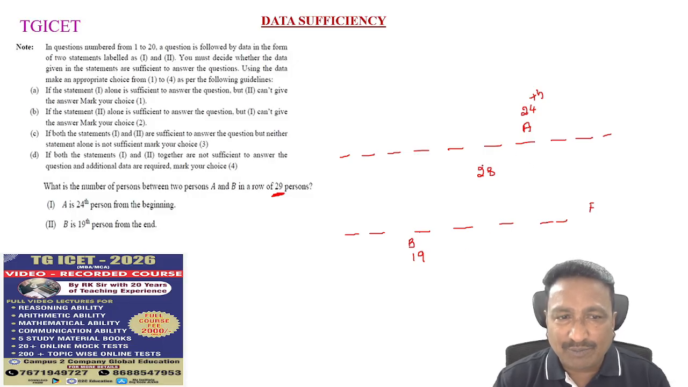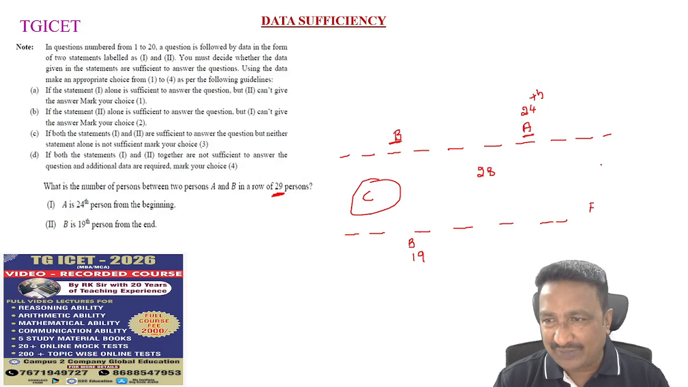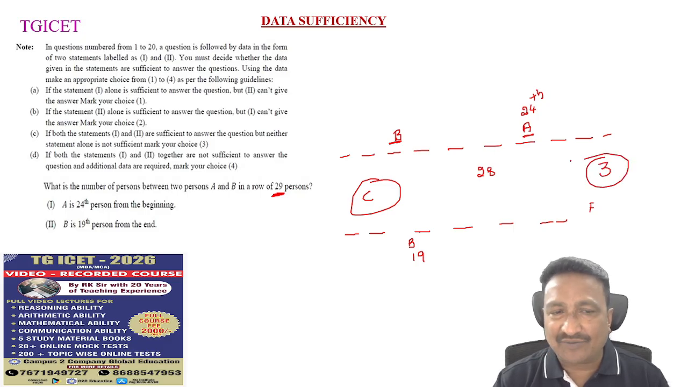But if you combine both, A is in the 24th position from this end and B is the 19th person from this end. So we know the B position and A position exactly, then we can say how many people are there between A and B. But don't calculate how many people are there. Right, friends? So here the answer is choice 3. By combining we can decide the answer. That means the third option is the answer, friends.